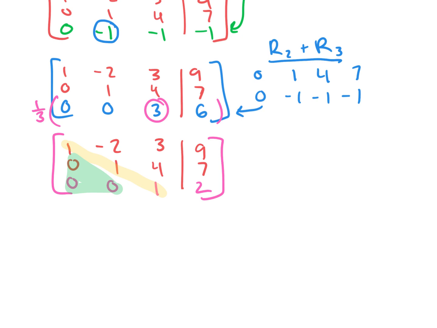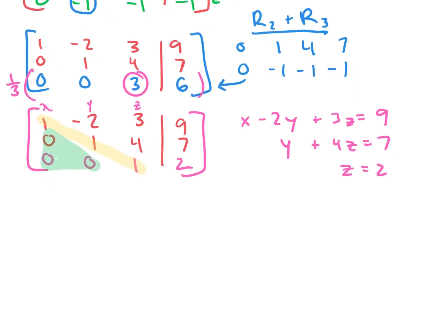So what do I do next? Now put it into my equations with variables. So what's my first equation going to be? x minus 2y plus 3z equals 9. So this is my column of x's, this is my column of y's, this is my column of z's. What's my second equation? y plus 4z equals 7, and z equals 2. So you're just plugging it into the original equation.